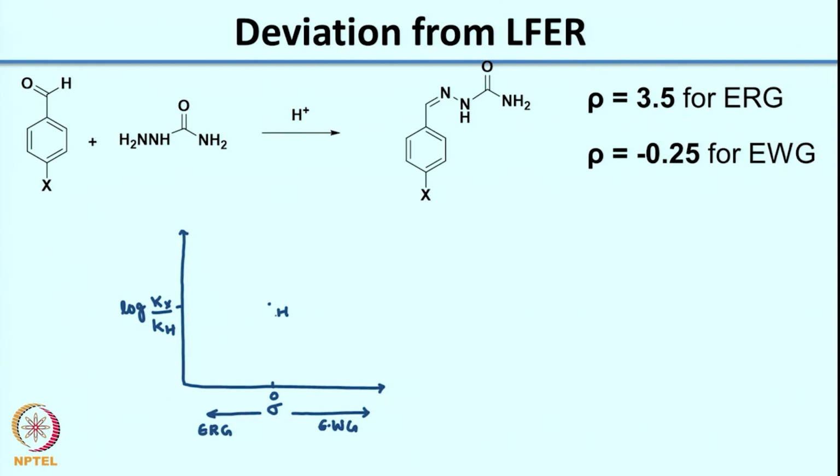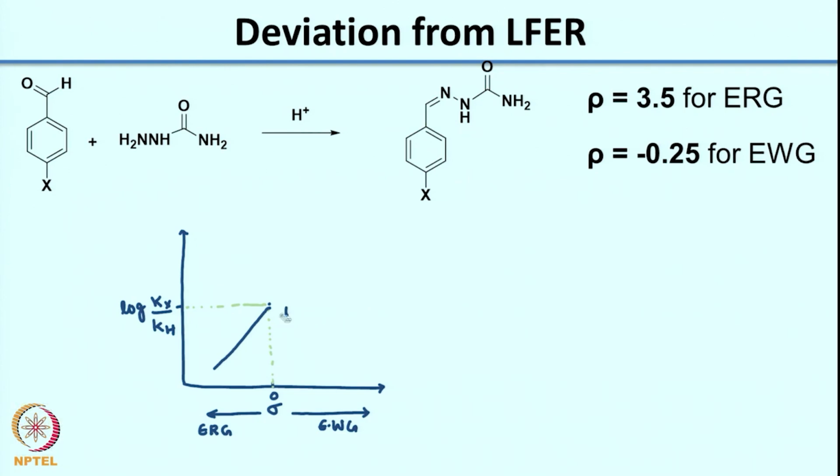So, what you see is you have a positive slope for electron releasing groups. So, we are talking about this quadrant now, and you have a positive slope and a slope of 3.5, which is pretty large. So, it will be like this. For electron withdrawing groups you have a negative slope and the value is not much.